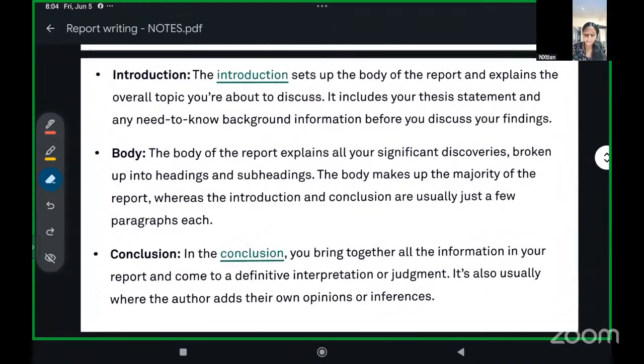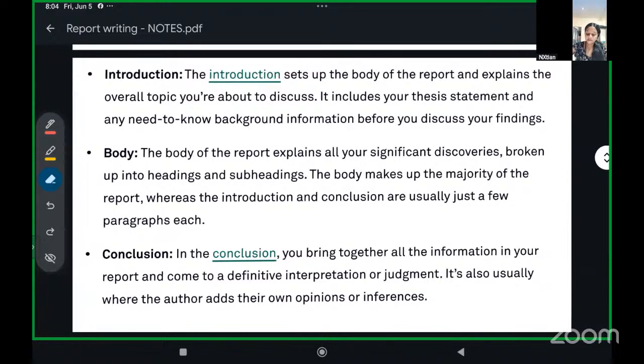Check this out. Introduction. The introduction sets up the body of the report and explains the overall topic you are about to discuss. It includes your thesis statement. Okay, what is a thesis statement? Sometimes in the report you have a strong starting statement, and any need-to-know background information before you discuss your findings.